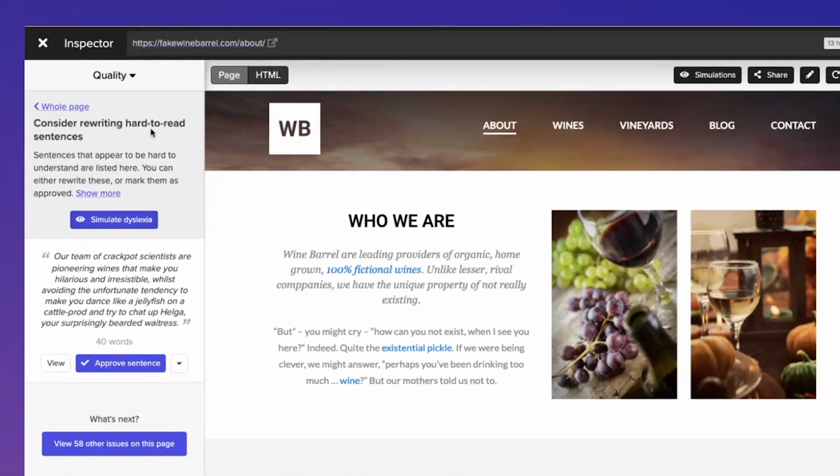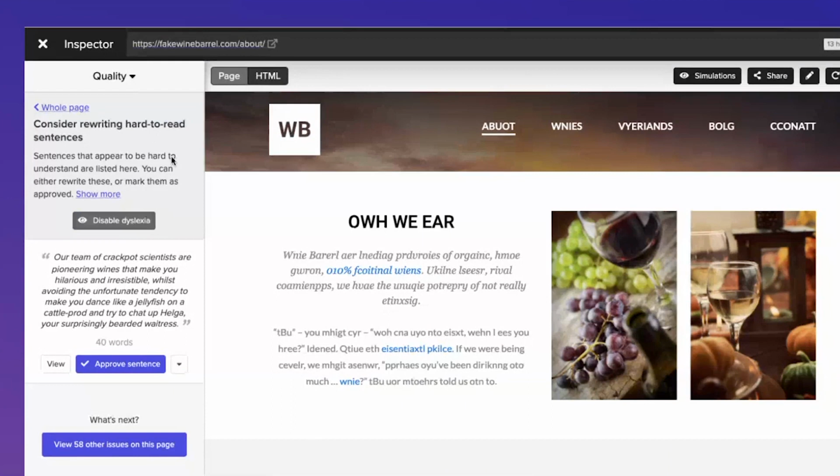And if I was to choose to simulate that dyslexia, you can actually see here what the sentences might look like, and then you could interpret subjectively whether that actually looks like it would be super hard to understand, or if it's not really that much of a problem. So there are ways that you can blend automated and manual together, and we're working on that continuously. But for the most part, you want to look at a mixture.